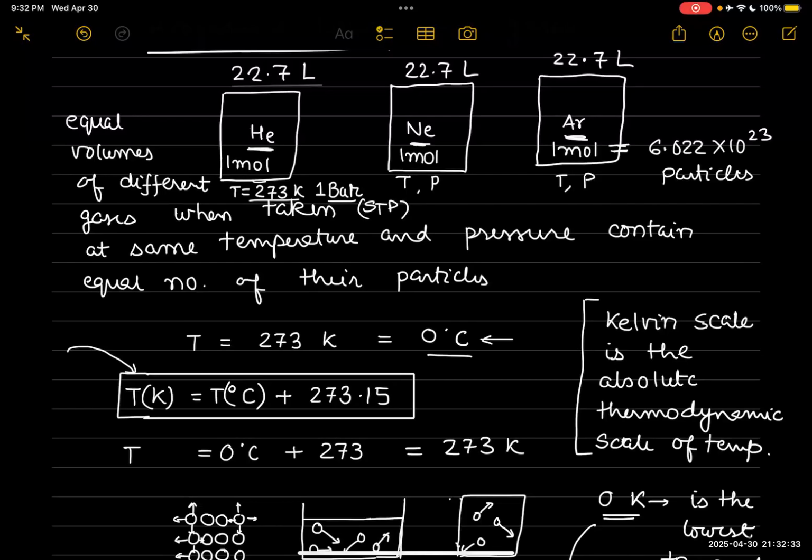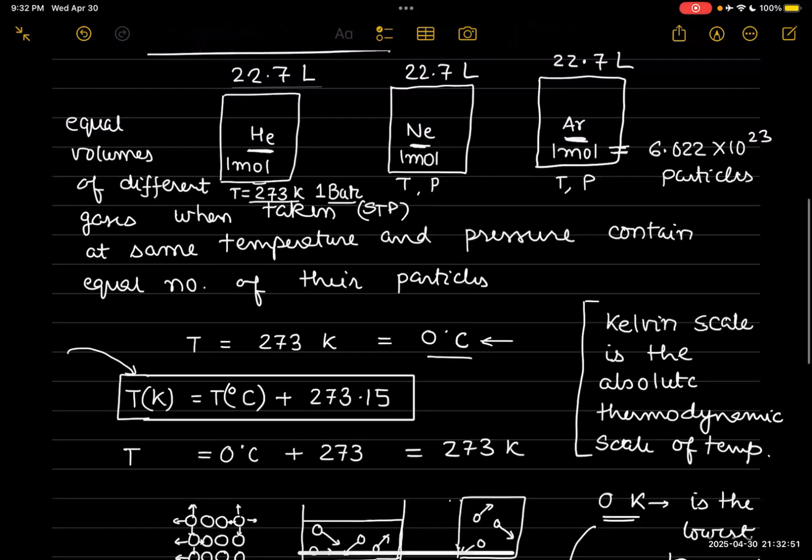So if different gases are taken at 1 bar and 0 degrees Celsius, they are going to have the same volume, 22.7 liters, and the same number of particles. That is 1 mole of constituent particles. If they are atoms, they will be atoms. If they are molecules, they will be molecules. These will be 6.022 into 10 to the power 23. Is that clear? Yes. Abdul, Aisha, is it clear?